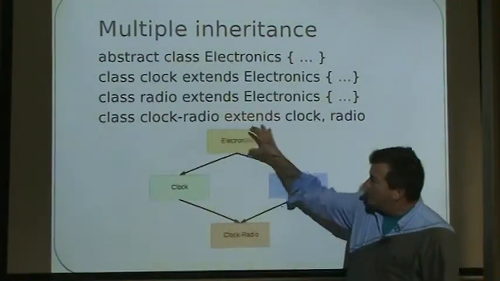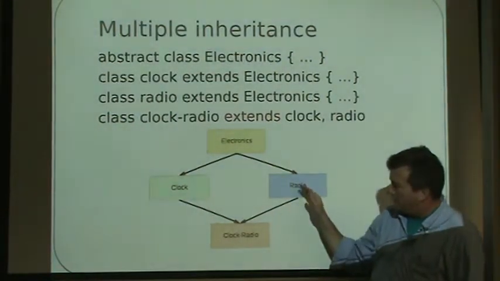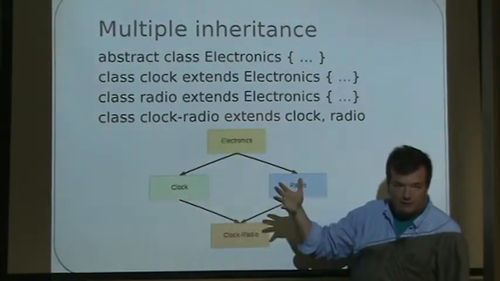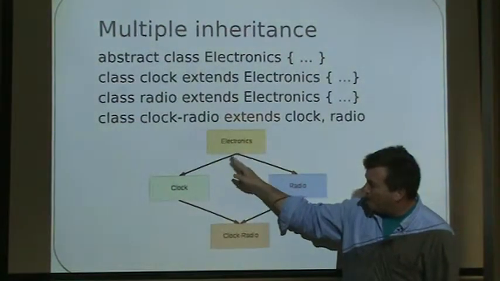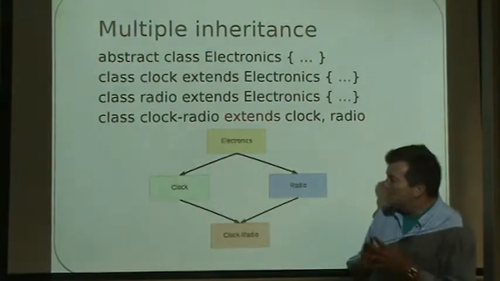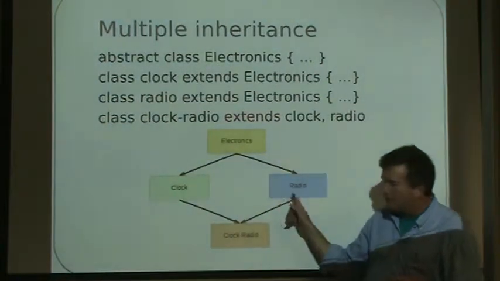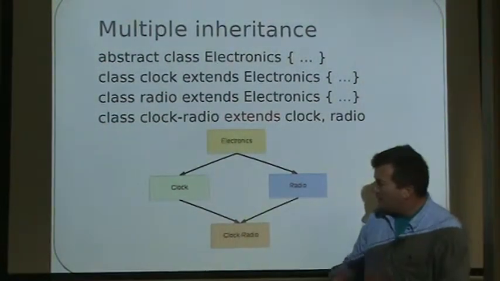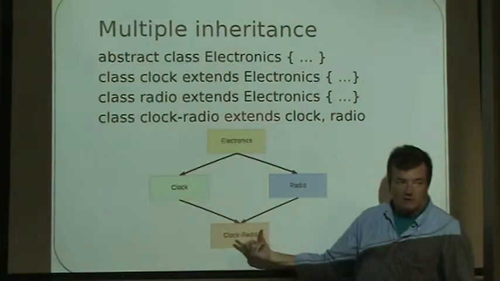So we might create an abstract class called electronics, and then we make clocks from them, and then we make radios from them. Whenever we inherit from a class, we're basically taking the class that we're inheriting from and making it more specific. So it's not too common that we want to multiply inherit, but here's an example where we might. If we had a clock class and a radio class, we might want to make a clock radio.